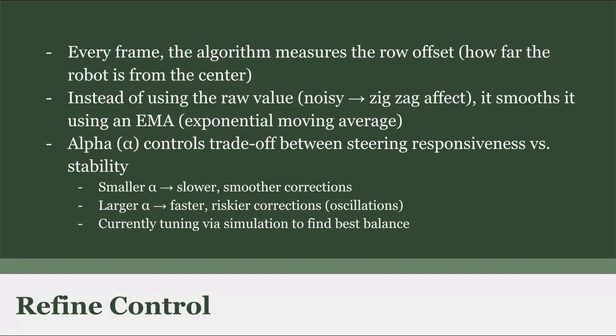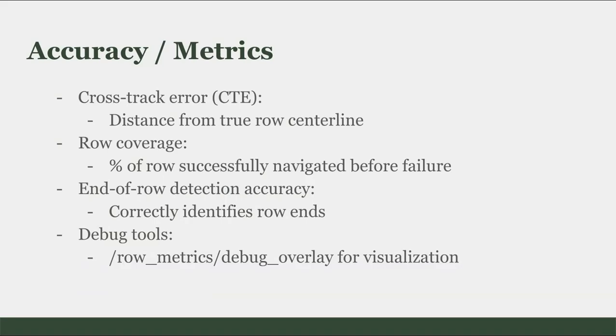To improve steering smoothness, we refine the control logic with an exponential moving average. This helps balance between responsiveness and stability. A smaller alpha value produces smoother corrections but reacts slower, and a larger alpha value reacts faster but with riskier oscillations. I've been tuning this parameter in simulation to find the best trade-off for this specific scenario.